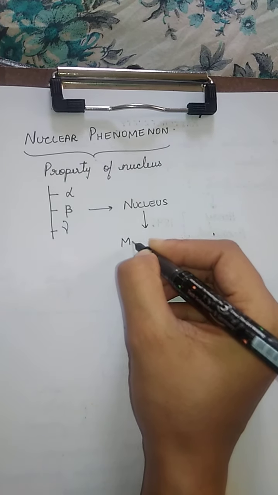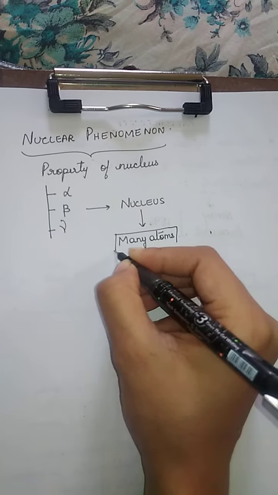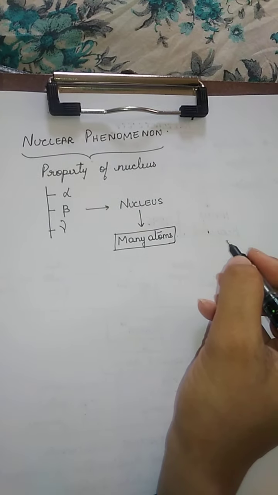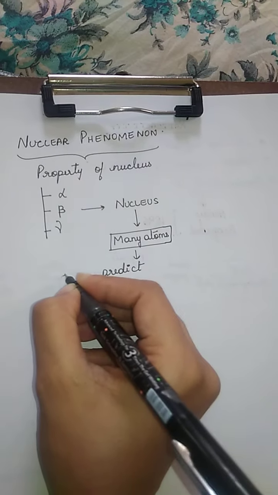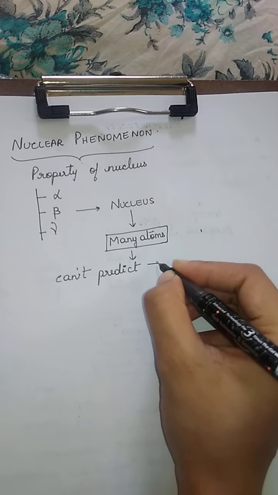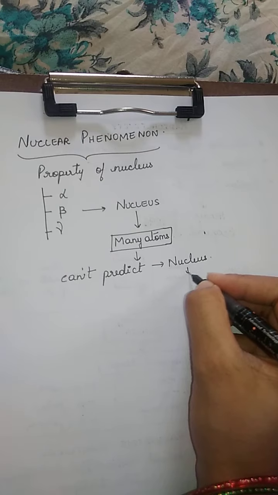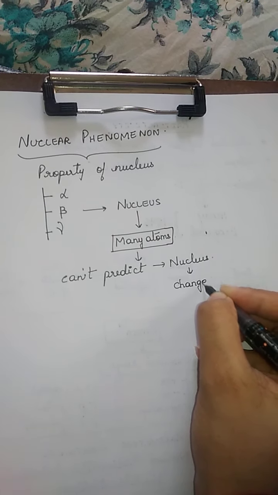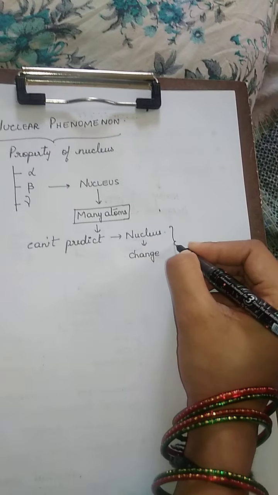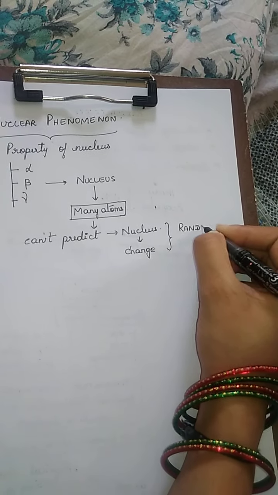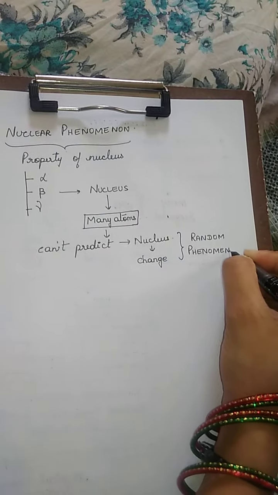These substances have many atoms in them, right? A substance means it has many atoms, correct? Because of this many atoms, we cannot predict which nucleus has undergone the change. Because of this, it can also be called a random phenomenon.